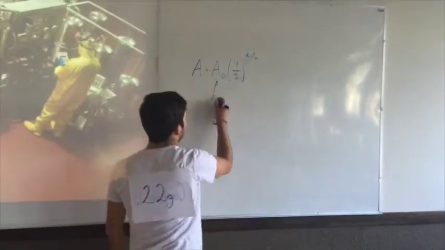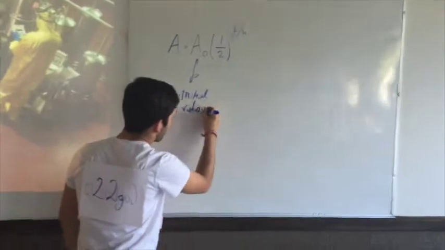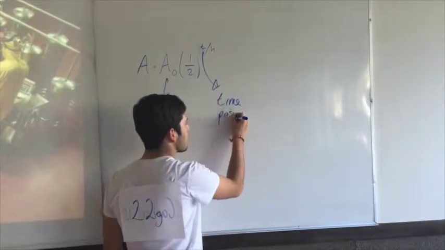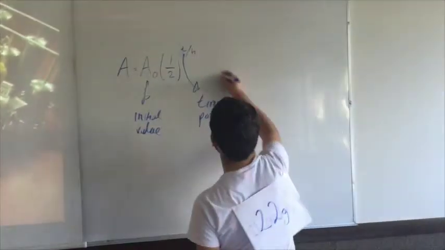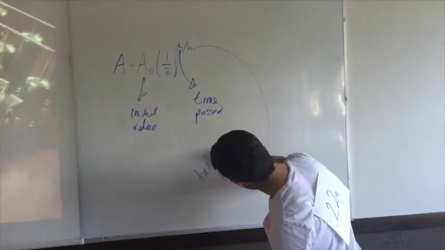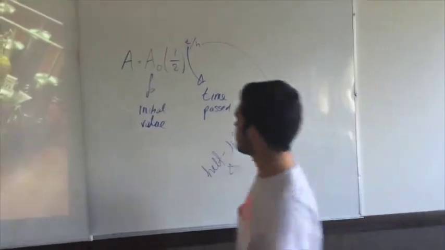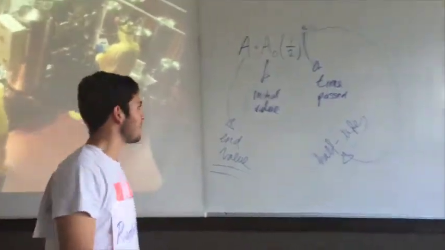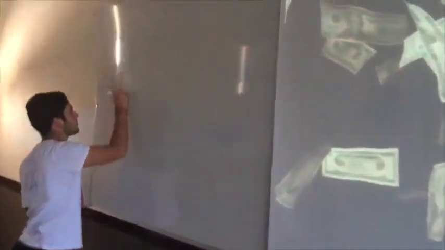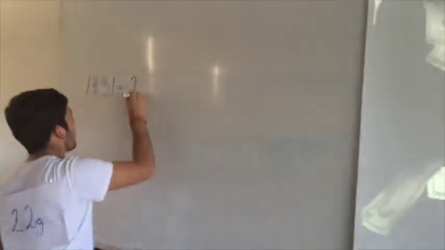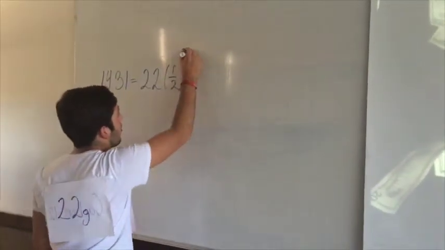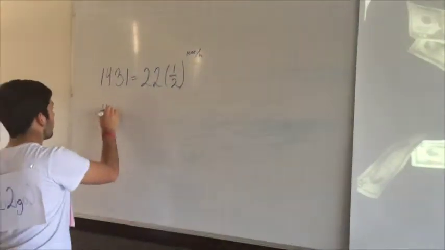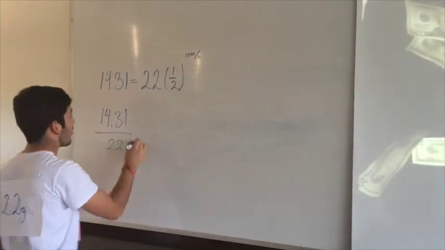This is the formula we use to work out the half-life. A0 is our initial value. T is the time passed. H is the half-life we want to find. And A is the final value after the time passed. Here our final value is 14.31. As we worked out before, it's the final value after 1,000 years.